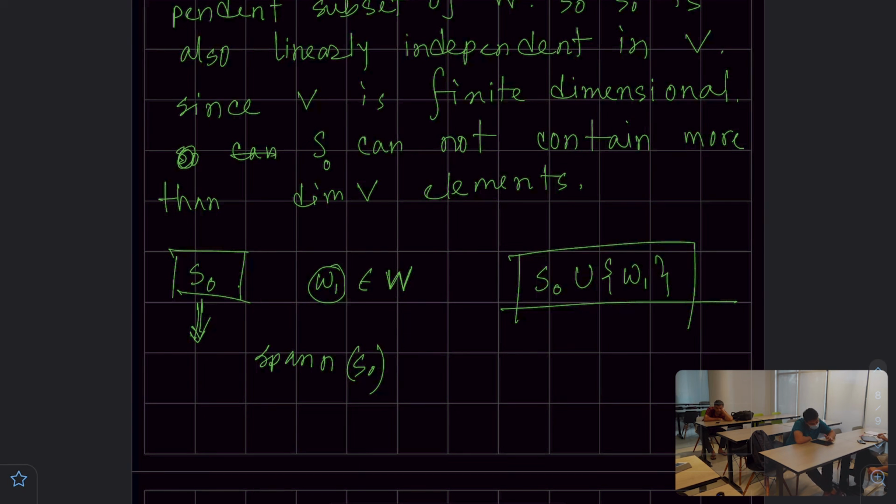W is this set of basis vectors of V, right? No, W is a subspace of the vector space V. Okay.